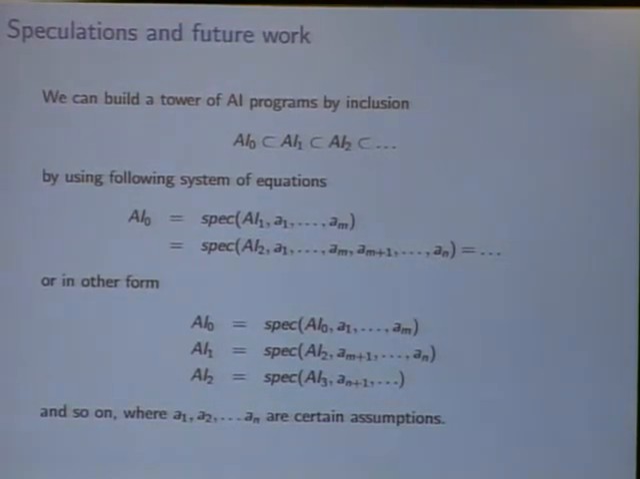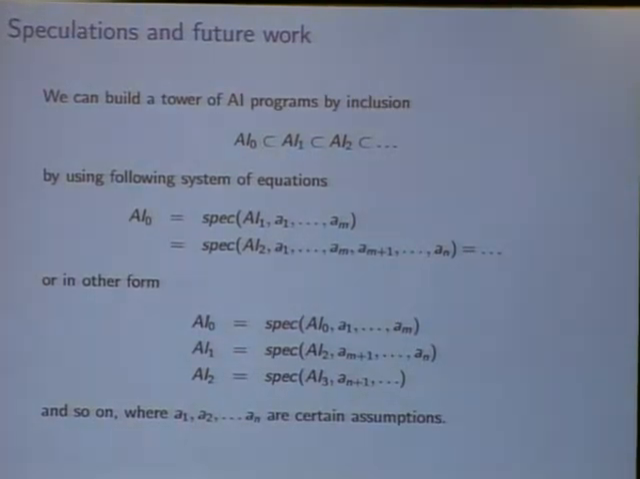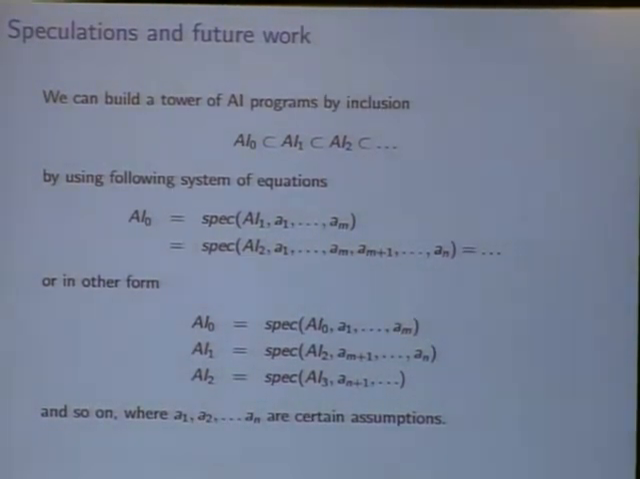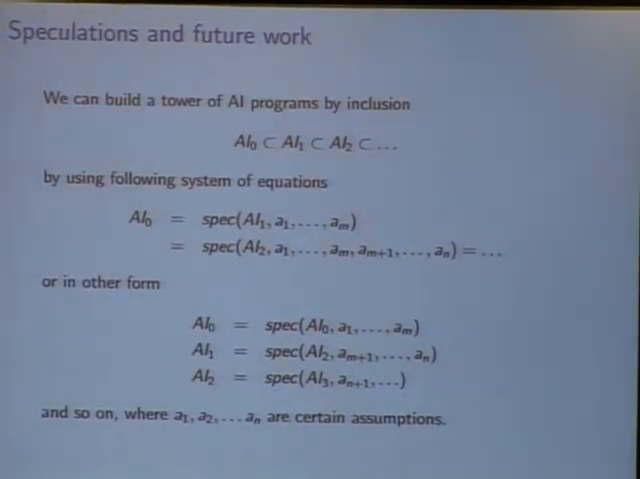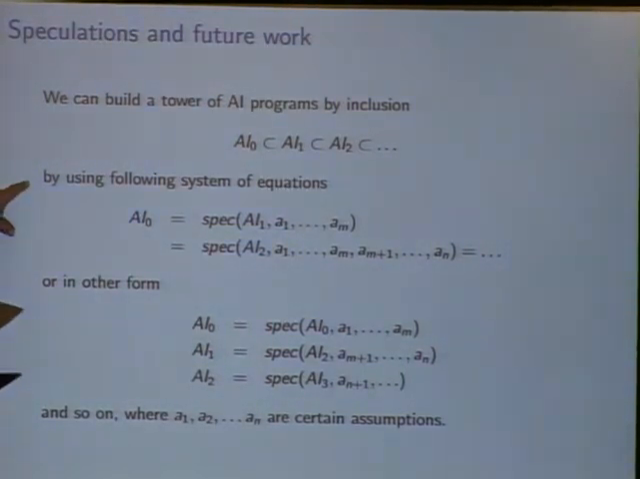If we replace a problem description with informal assumptions, we can obtain many intelligent systems, as shown on the slide. We can build a tower of AI programs by inclusion. In this equation, inclusion means that every problem that can be solved by the left-hand side can also be solved by the right-hand side, but not vice versa. This tower can be constructed by using the following system of equations.